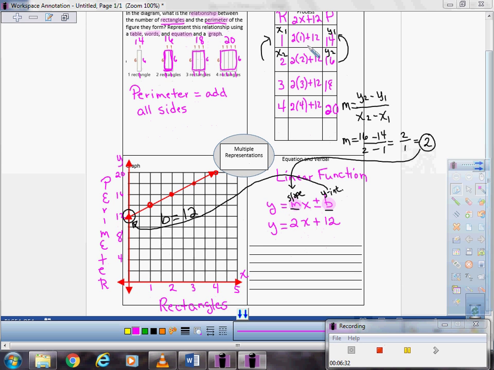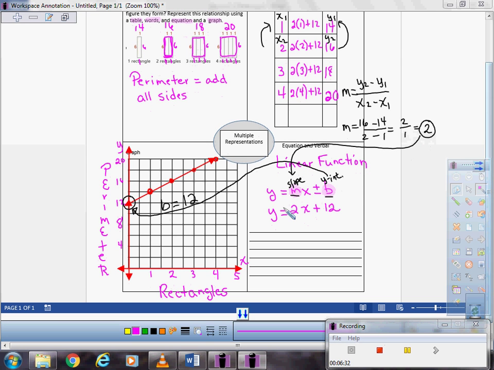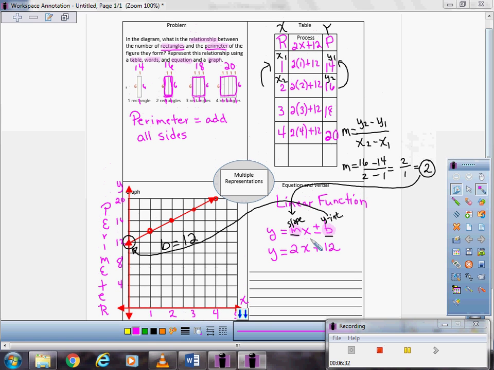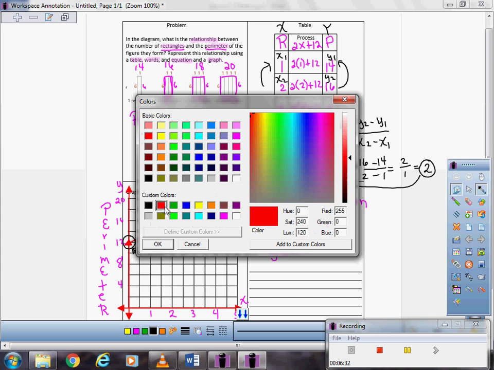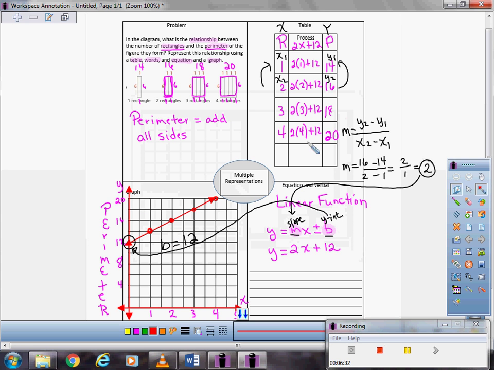So that's what the process column is for, just so you can test your equation and double check that it is correct. So this is our equation. This is the equation that when you plug in these x's, produces these y's. And that's what it says: y equals 2 times the x's plus 12. Now in the verbal description here, I just want you to use words that we have learned for x and y. We have words like independent and dependent, domain and range. So on this one, let's go ahead and use domain.